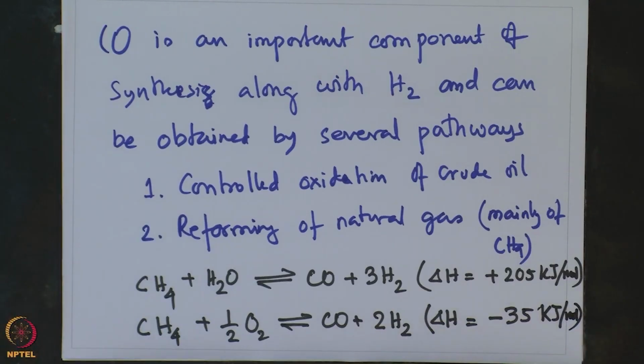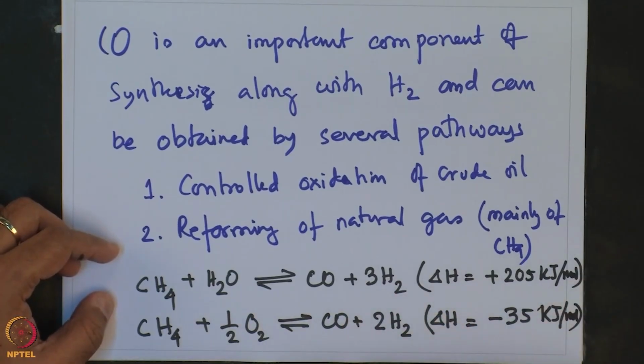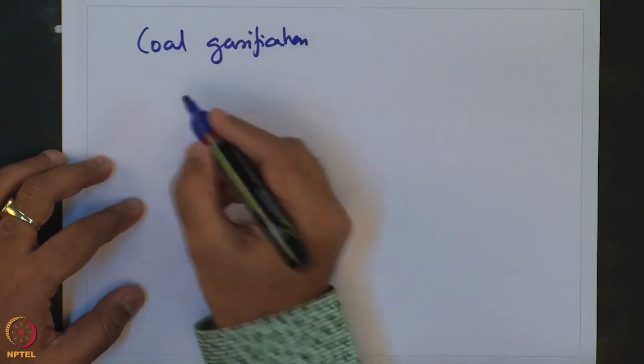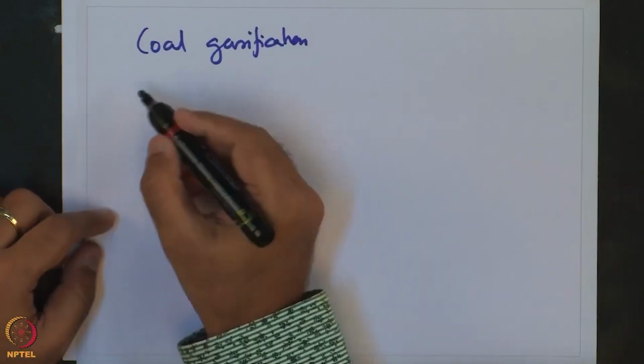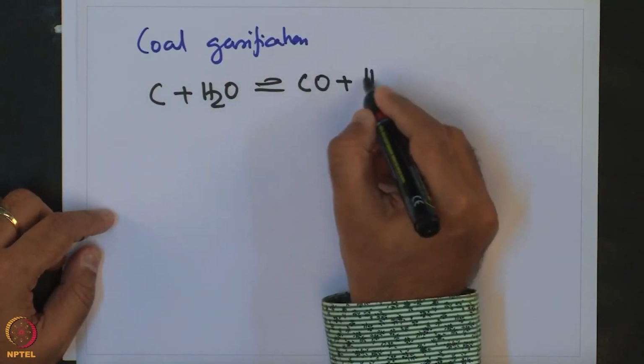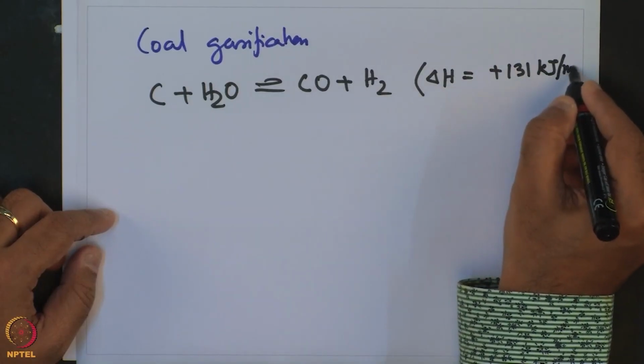Now, one can see that the reaction of methane with oxygen can generate carbon monoxide and hydrogen, which is nothing but synthesis gas, or direct oxidation of methane with oxygen can also give carbon monoxide and hydrogen. And the last method for this is gasification, coal gasification, which is given by C plus H2O giving CO plus H2, delta H equals plus 131 kilojoule per mole.